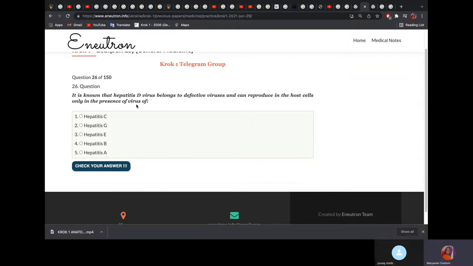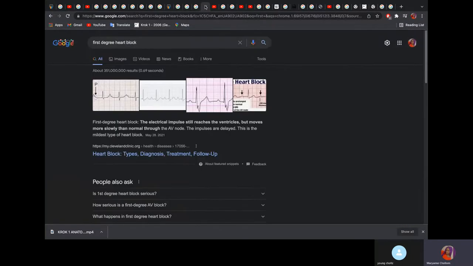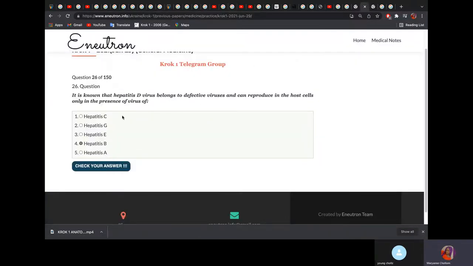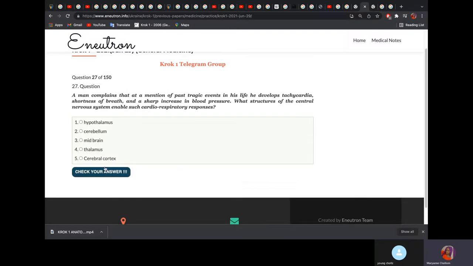Hepatitis D virus is a defective virus that can reproduce in the host cell only in the presence of what? So we have hepatitis A, B, C, D, E. So we know that A and E are fecal-oral. B and C are blood-to-blood, transfusion, but B involves more fluids, like saliva and sweat. But hepatitis D can only infect a patient when the patient already has hepatitis B infection. So you can watch this video by Rapid Review. Okay, so the answer would be B, because you need the presence of hepatitis B for hepatitis D virus to infect.